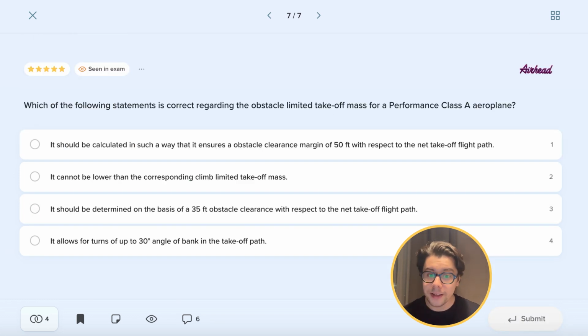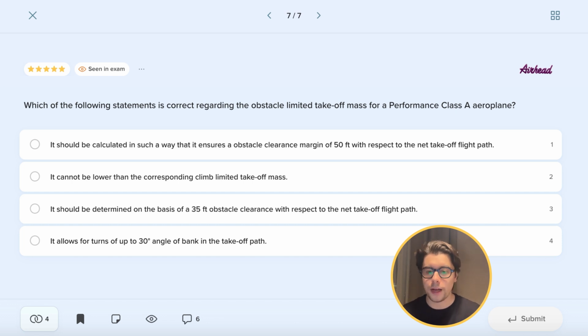And this is our final, question number 7. Which of the following statements is correct regarding the obstacle limited takeoff mass for a performance Class A airplane? Here, remember that there are 3 key takeoff masses. So we have a field limited takeoff mass, then the obstacle limited takeoff mass, and lastly the climb limited takeoff mass. The field limited takeoff mass talks about the length of the runway and whether you can safely take off and reach the screen height.